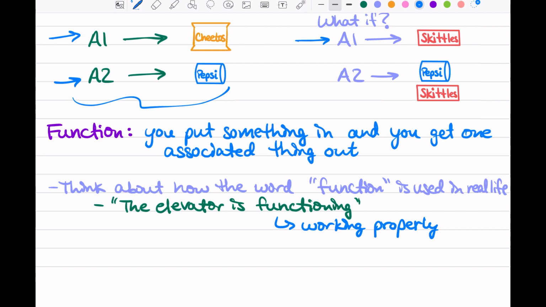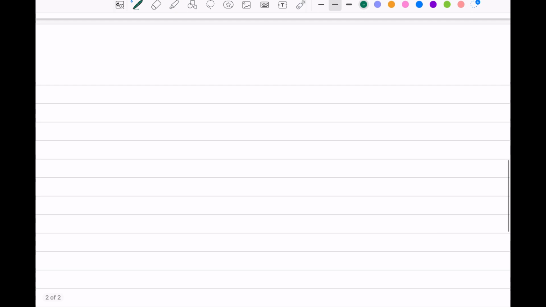So, now that we've got an idea of what a function is, you put something in and you get one associated thing out, let's see how this connects to Algebra 1. Let's say we have an equation, y equals negative 6x plus 2. And already we can tell that this is a linear equation because it is in the form y equals mx plus b.